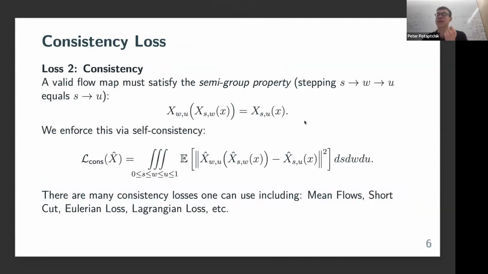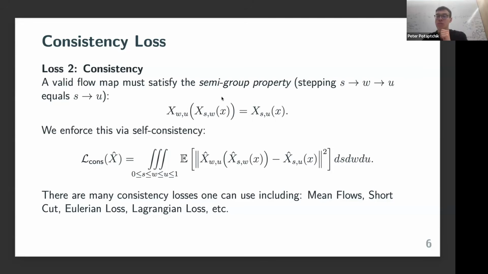And then we need a second loss. If we have the correct instantaneous drift, we need to ensure that for s not equal to u, my average velocity is actually the real average velocity, which will guarantee that x is actually a valid flow map. There are many different ways of enforcing this consistency loss. A few include the mean flow loss, shortcut, Eulerian, Lagrangian, and terminal velocity matching. But I'm just going to present this really simple one based on the semigroup property, because at the end of the day, any consistency loss has to guarantee that this property is satisfied.